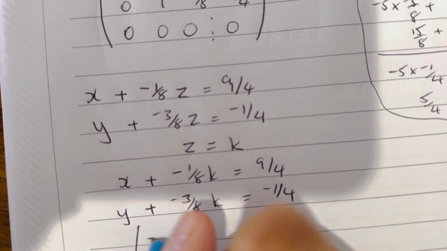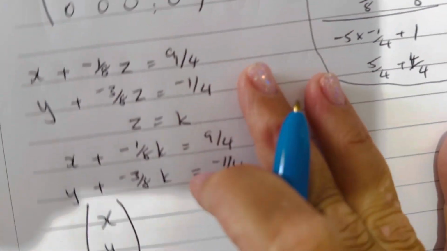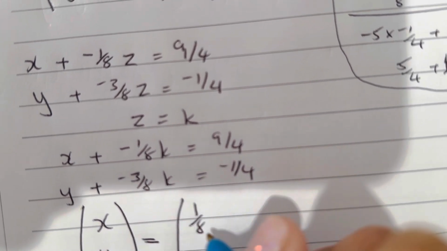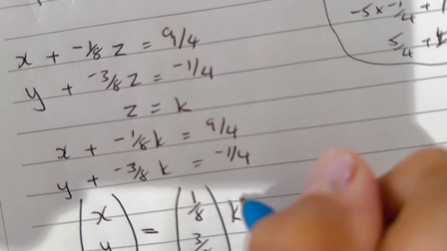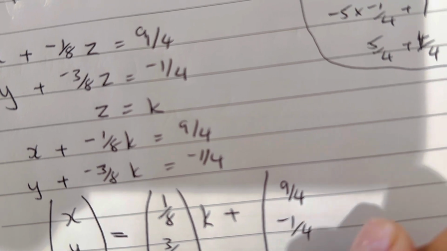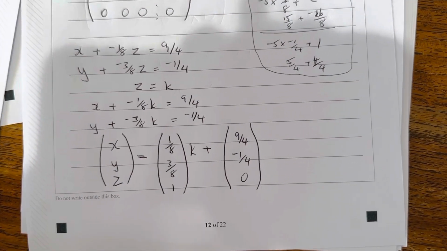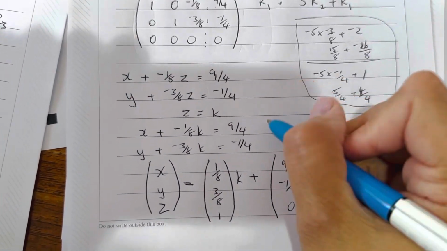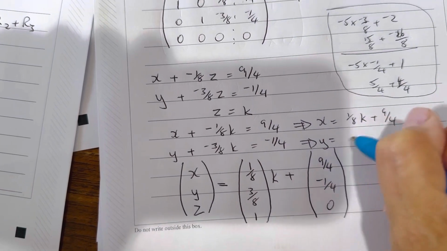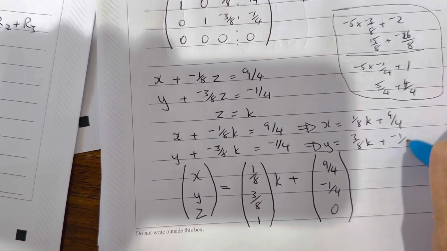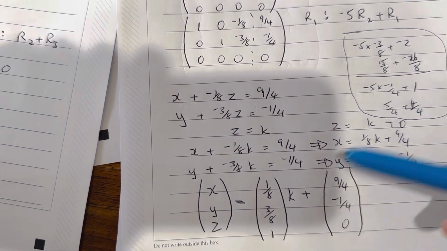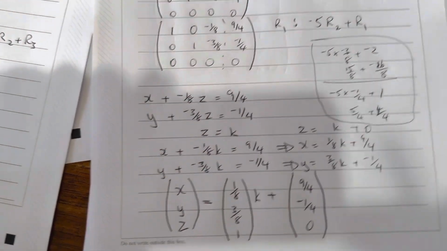How that looks in vector form: x, y, z equals 1/8, 3/8, 1 k plus 9 on 4, -1/4, and 0. Oh, apologies, that was where my numbers go. I would have rearranged. Obviously, this is x equals 1/8 k plus 9 on 4. Y equals 3/8 k plus -1/4. And obviously z equals just k plus 0. So my x, y, z, this is my vector form. And that's that question done.